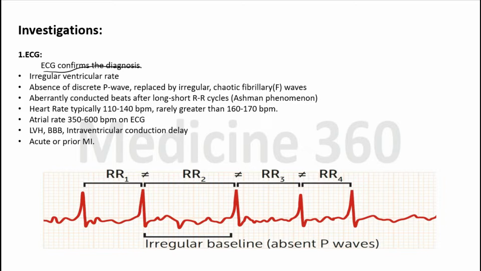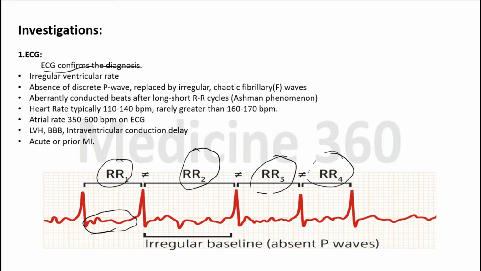in the inferior slide you will see there is a different RR interval in each beat, and there is continuous variation in the RR duration. So there is an irregular ventricular rate and absence of a discrete P wave. Either in the ECG there will be no P wave, or there will be chaotic fibrillary waves, as in this example, where this type of fibrillation waves is present.